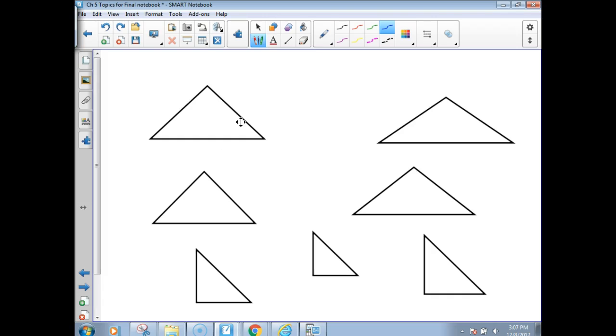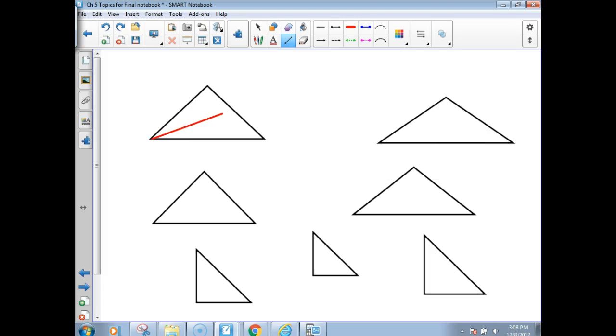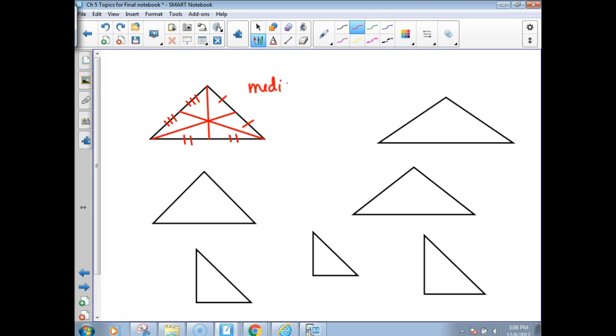Okay, I'm going to briefly talk to you about the medians of a triangle. A median of a triangle, just pay attention up here for a minute. It goes from a vertex to the opposite side at its midpoint. So these would be equal in length. From a vertex to the opposite side at that side's midpoint. These are all the three medians of that particular triangle. Every triangle has three. You just have to be able to recognize one.